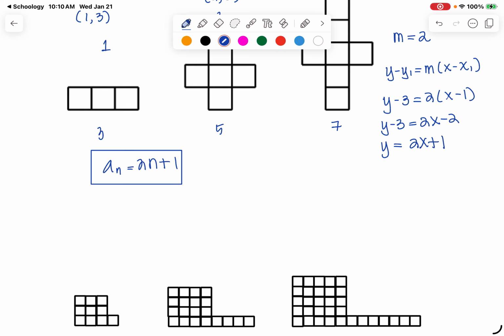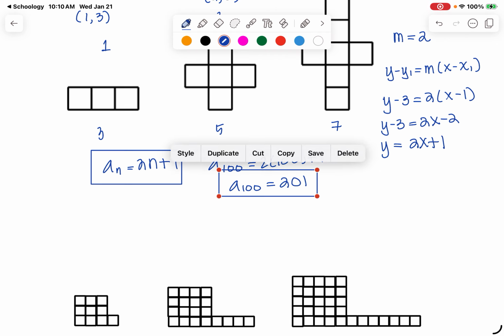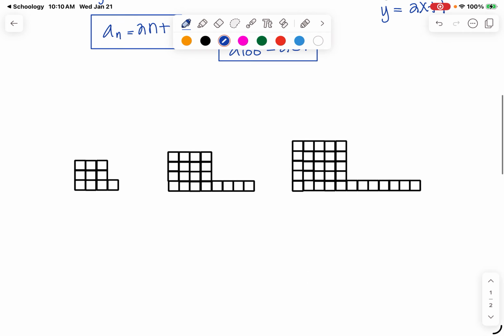It also says find out how many are in the 100th case. So we're going to do a sub 100 is equal to, and we plug in 100 for n. That's 2 times 100 plus 1. So in the 100th case, there are 201 tiles. Notice writing these rules helps you continue a pattern and not have to physically continue the pattern. All right, here is the next one.